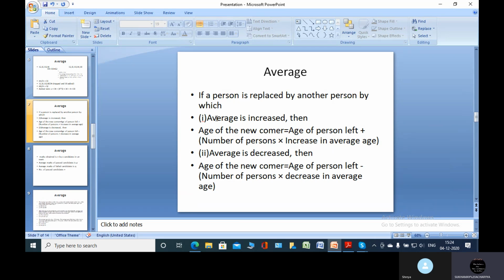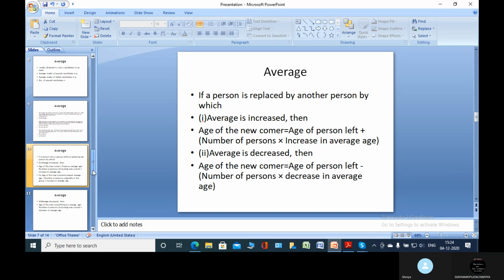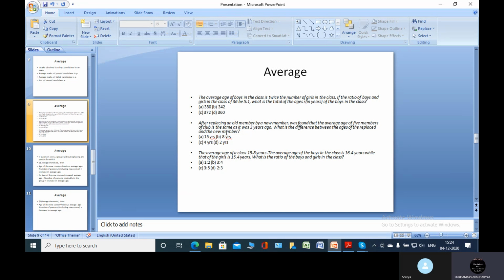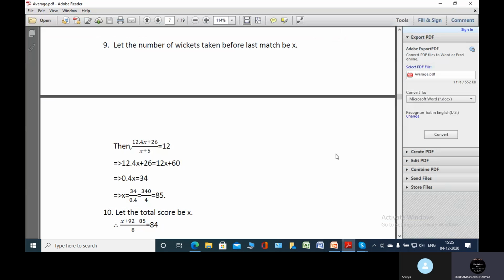Now we will discuss an age related problem. The average age of boys in the class is twice the number of girls in the class. If the ratio of boys and girls in the class of 36 be 5 is to 1, what is the total of the ages in years of the boys in the class? This is the age related problem. So we can check it out from here.